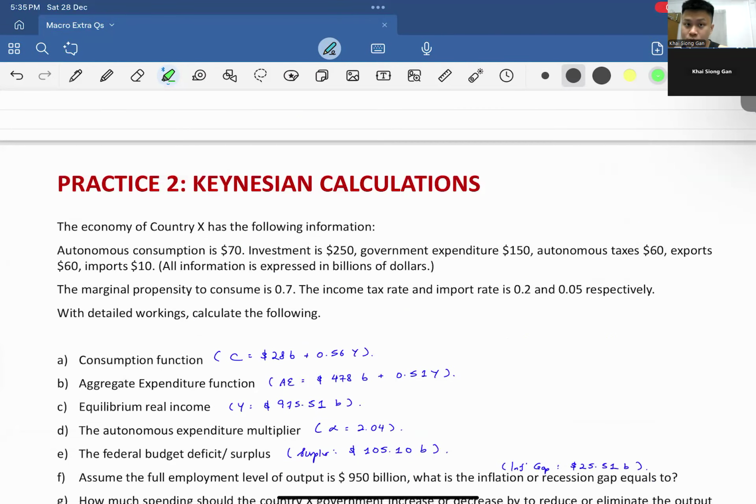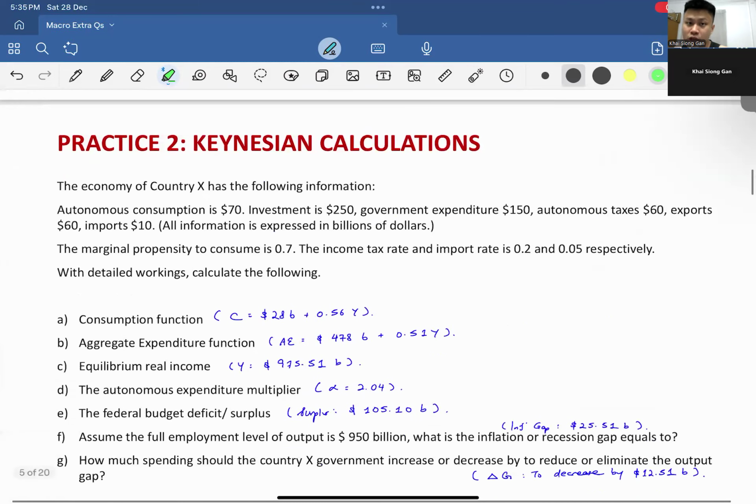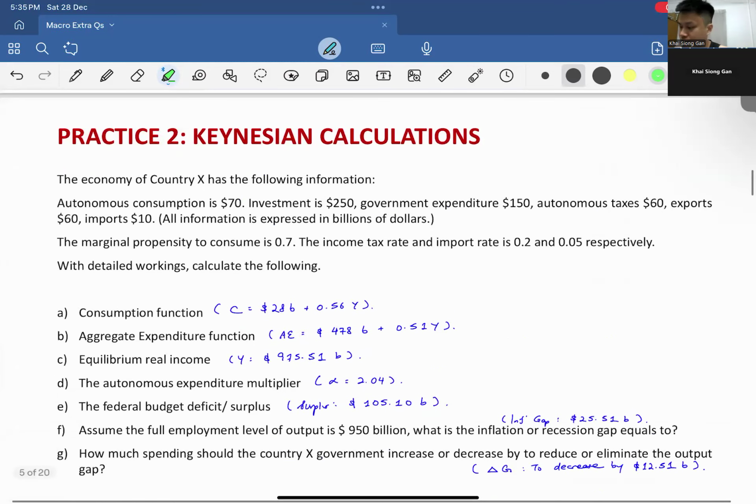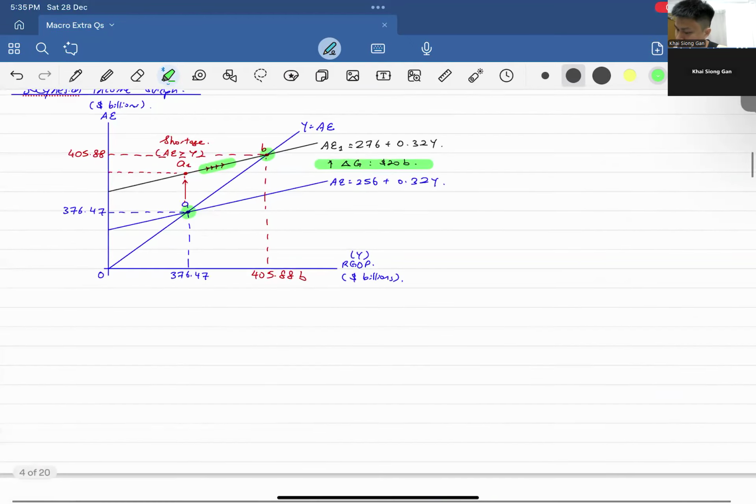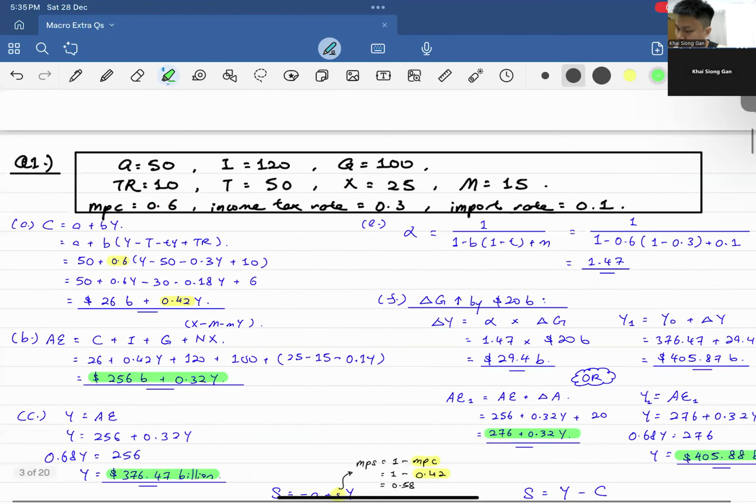You can pause the video and try to do it yourself first before you check your answers and workings with reference to this video. Do the same first. Transfer the data.